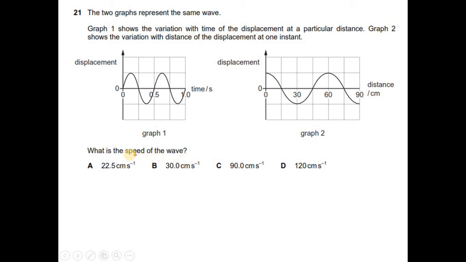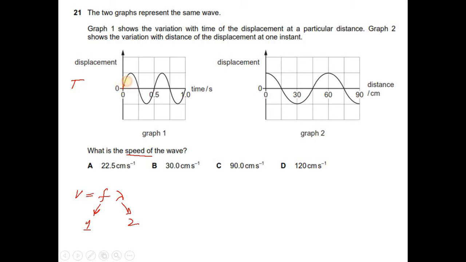We need to find the speed, and in general, we say speed is frequency times wavelength. And here's the key idea. Frequency we can figure out from graph 1, and wavelength we can figure out from graph 2. And how do we do that? We know that this is a displacement time graph, so we can find the time period of the wave. So time period is the time required to complete or to generate one wave.